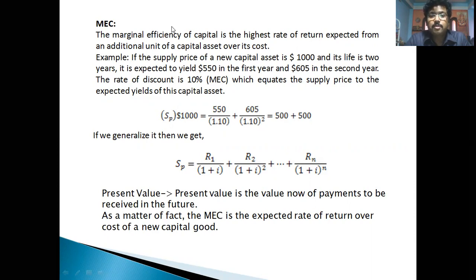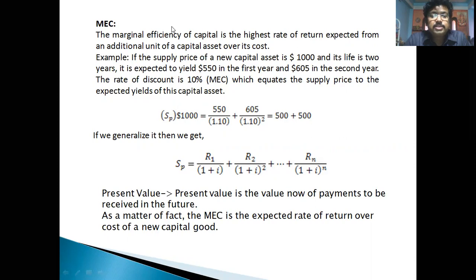Okay. And here is the information that the rate of discount is 10%. What is rate of discount? You have an idea about it because it is the reverse of the compound rate. So the rate of discount is 10%, which equates the supply price to the expected yields of the capital asset.